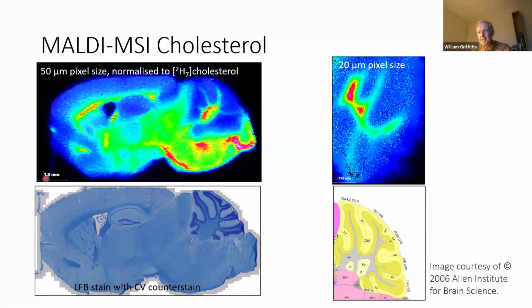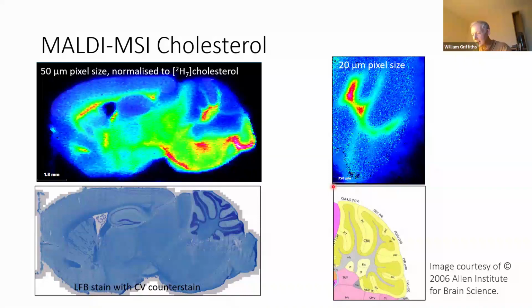So to generate this image, it takes overnight basically. So it's quite time consuming, and we can go down to 10 micron pixel size to get almost single cell resolution. But then as your pixel size goes down, you need more pixels to cover your area. So we just do small areas because it's so time consuming.